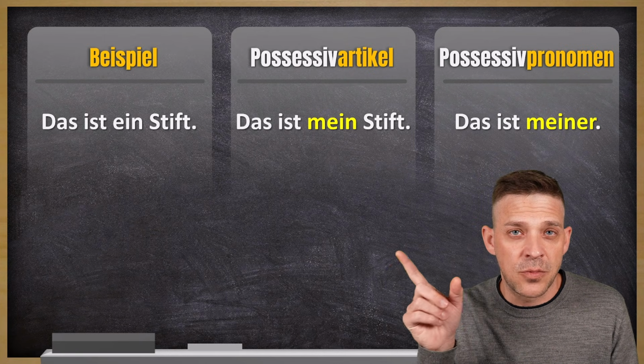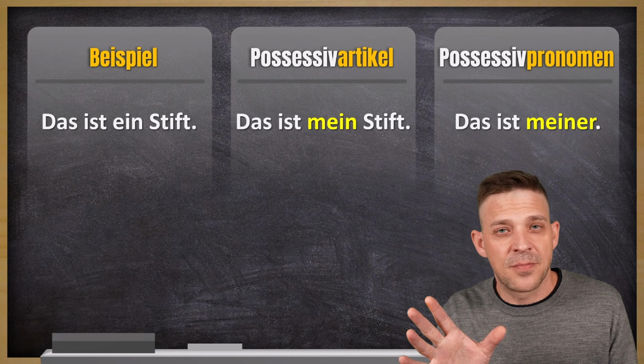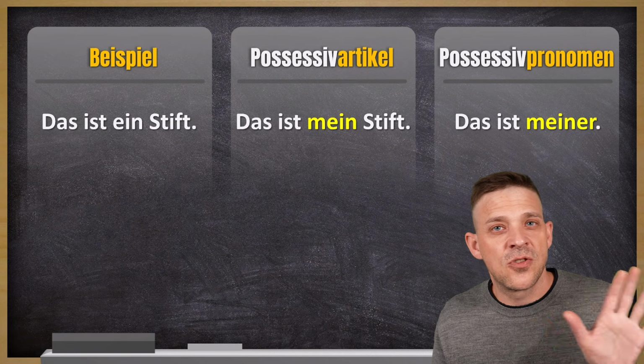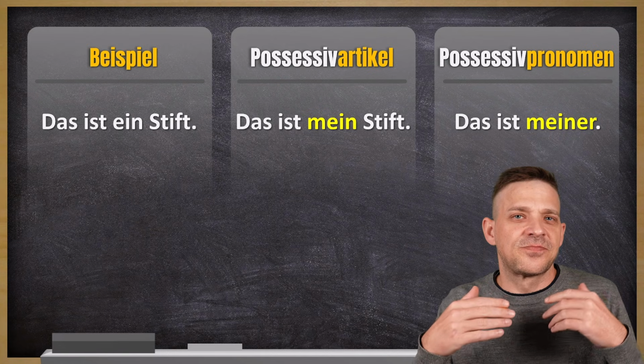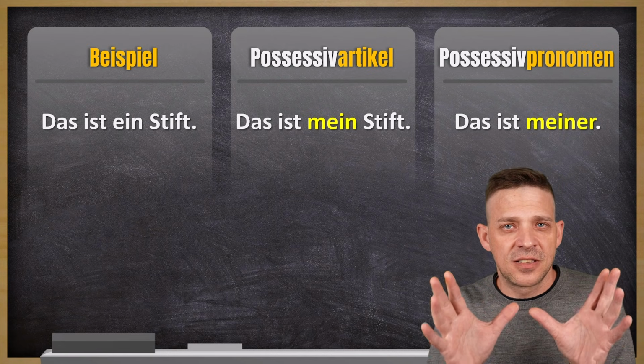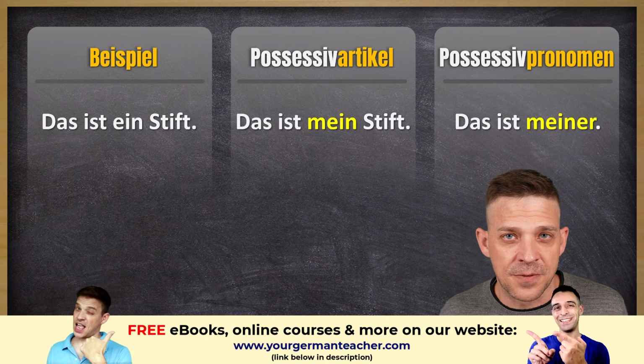Now here you can also see the difference between article and pronomen. In article, possessive article, there is the noun mentioned, Stift. But in the pronoun, there is no noun at all. So this possessive pronomen kind of combines the possessive article and the noun in one word.